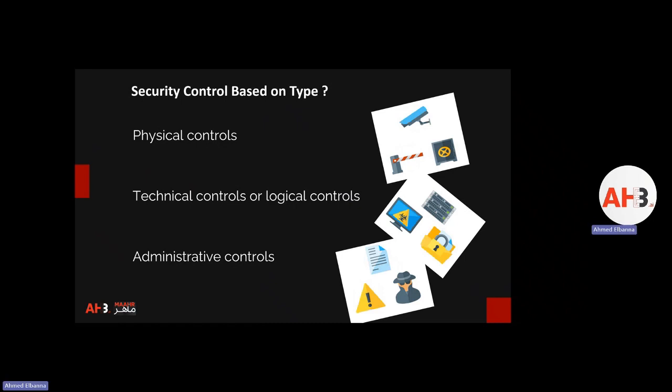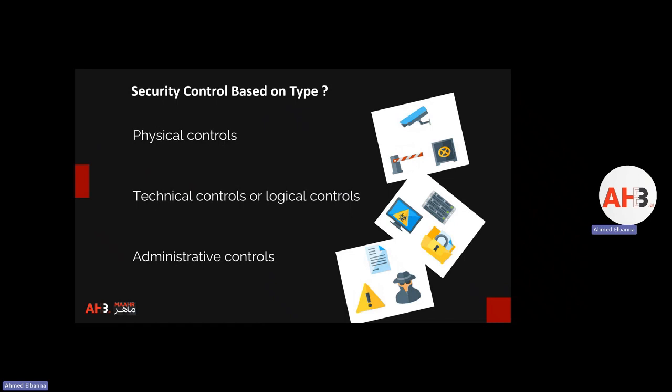Second type of security controls based on type is technical or logical controls. Both are the same. Technical or logical controls involve the hardware or software mechanism used to manage access and provide protection for IT resources. For example, firewalls, access control list, IPS, IDS, EDR, XDR, SIEM solutions, CCTV logs, CCTV footage. All are logical or technical controls.